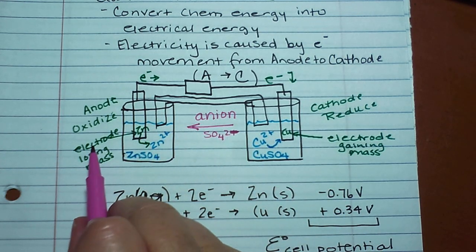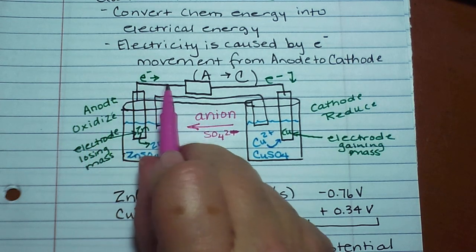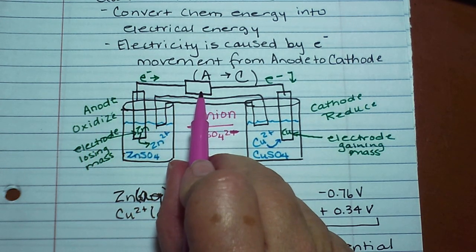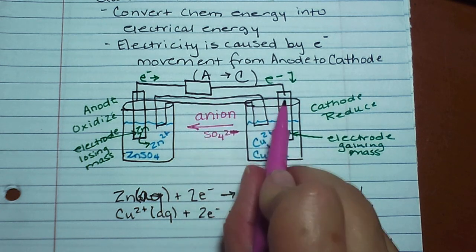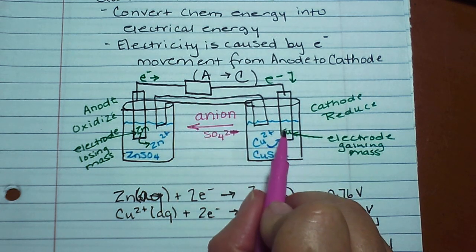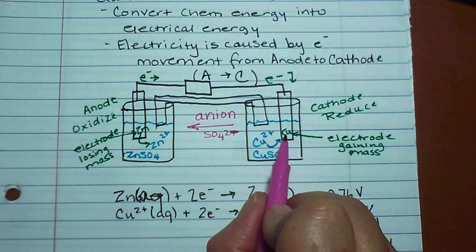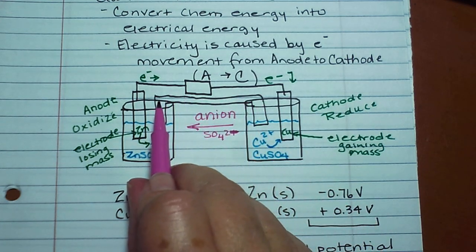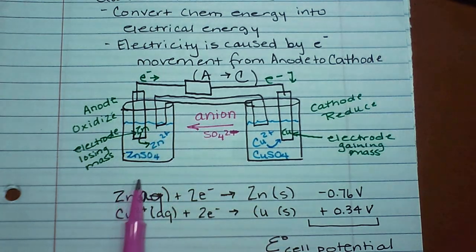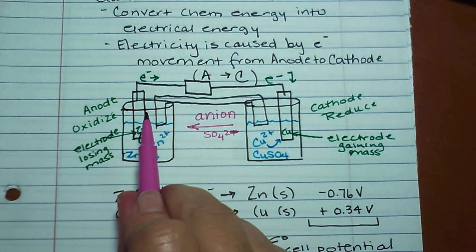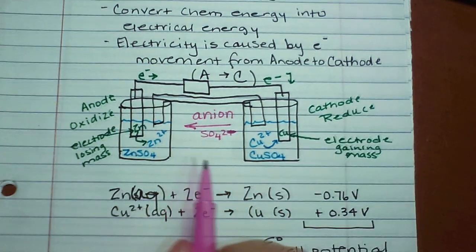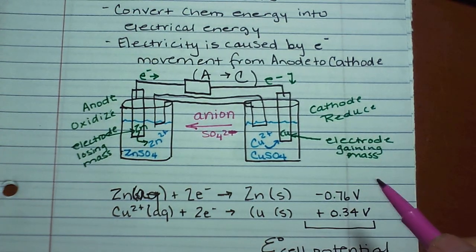So we start at the anode, electrons are lost there. They go through the wire and through the load. They enter the cathode and reduce the cation, and the anions go through the salt bridge back to where? There. See how that works?